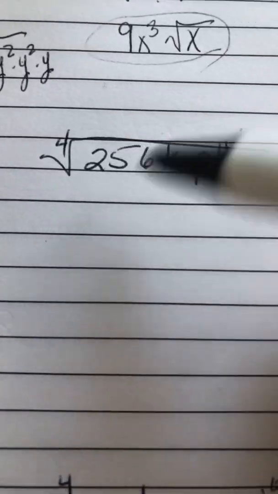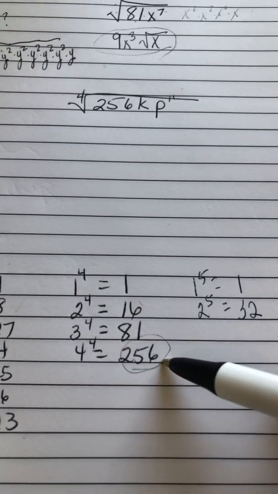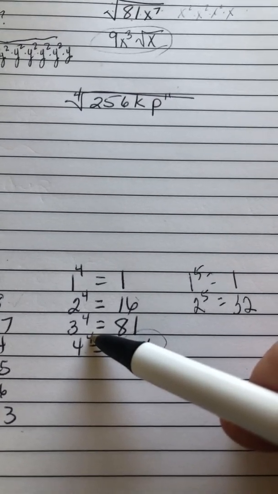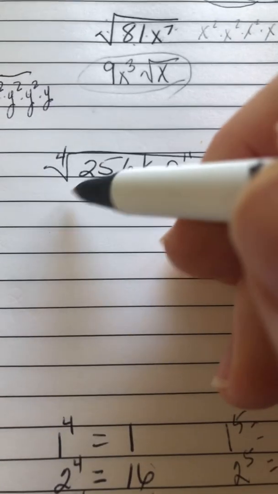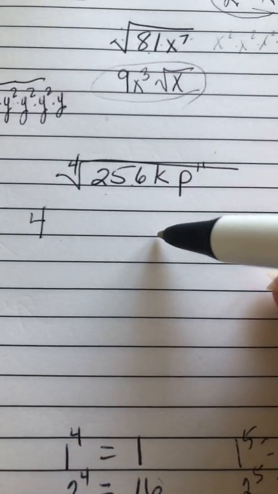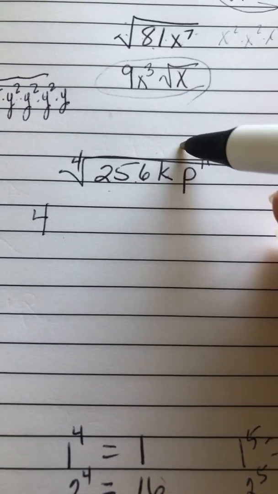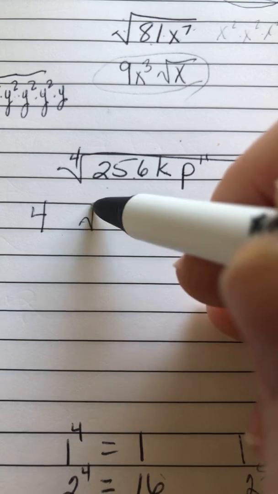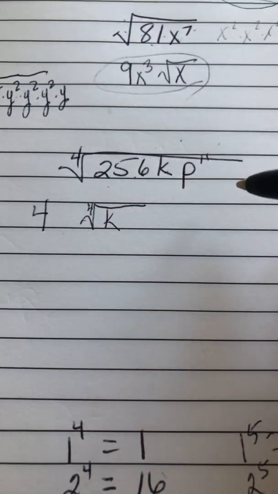We're looking for 4th roots here. And I'm going to go quick down to my list real quick. Do you see 256 in my list? Sure enough, there it is. 4 to the 4th power, or the 4th root of 256 is 4. So the 4th root of 256 is 4. That can come outside the radical. Do we have any sets of k to the 4th? No. So we're going to have to keep that k inside of here.